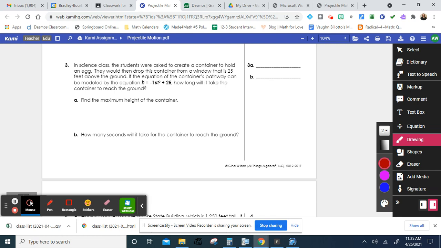Did you guys ever do an egg drop in junior high, right? Are they throwing anything in this one? They're not. They're just holding their hand out the window or off the roof or wherever and just dropping it, right? So it's probably possible that our maximum height is 25 feet for this one because we're not throwing anything. Something to keep in mind. And then how long is it going to take to hit the ground?